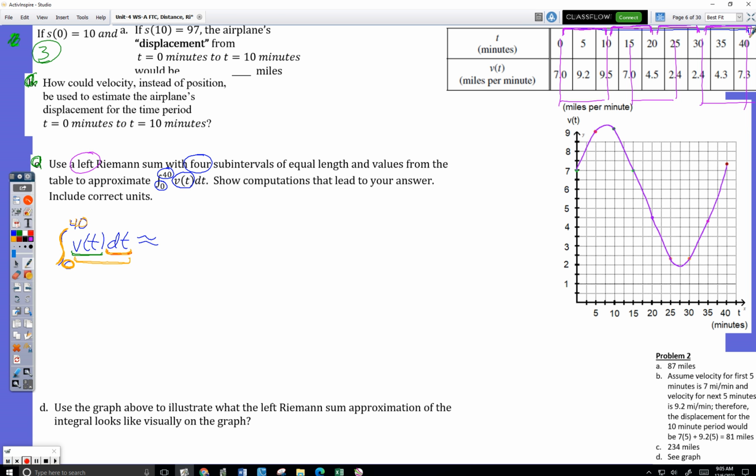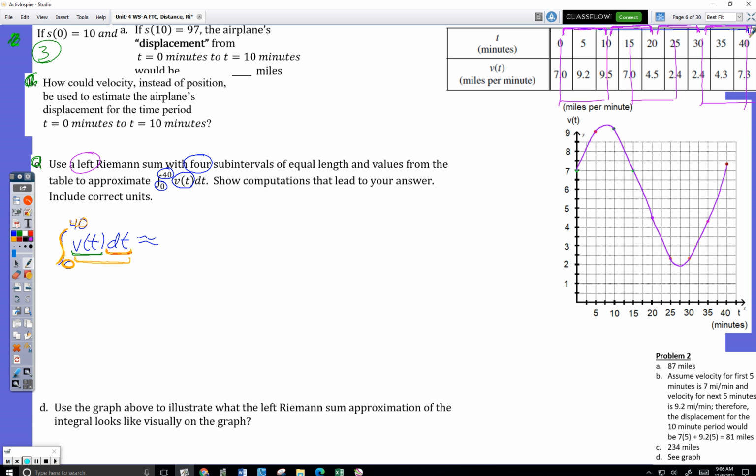Please, Haley. What if it said to do like 5 subintervals of equal length? Two points, two points, two points. For our class, they won't do that to you. If they give you a table, they'll make it so that it fits. Yep. Okay, we've got to hurry because the bell's going to ring.